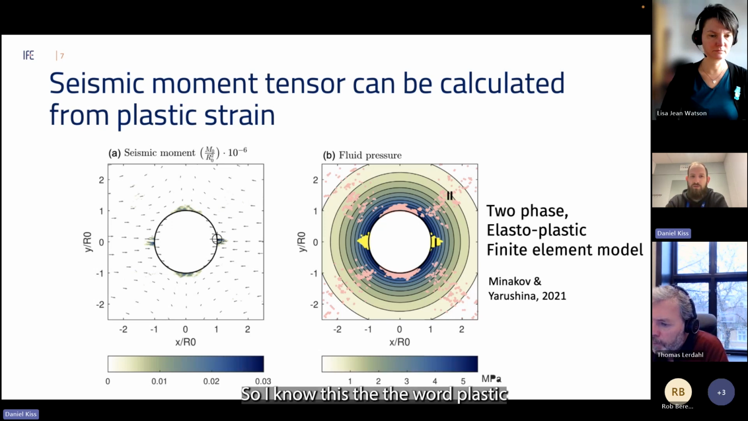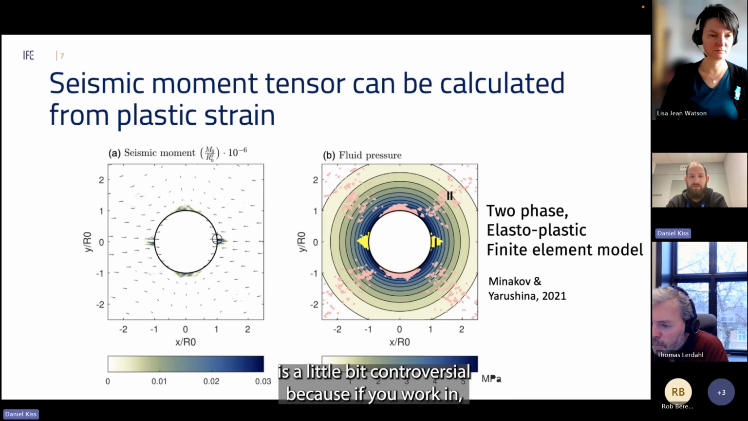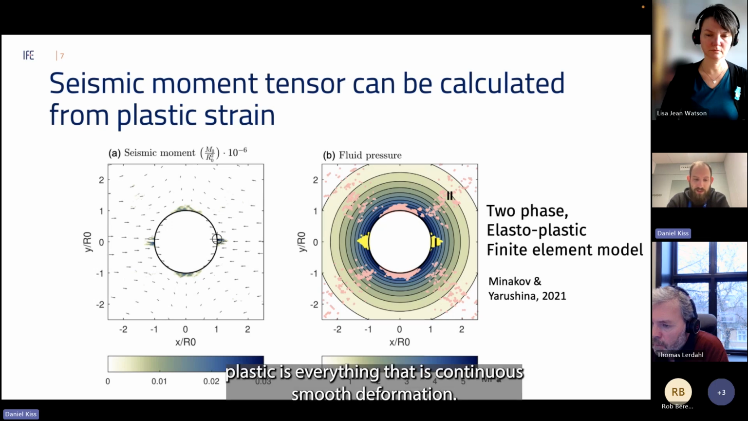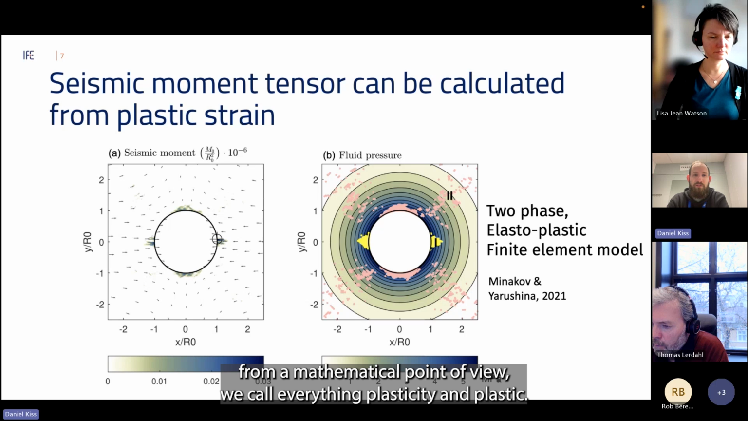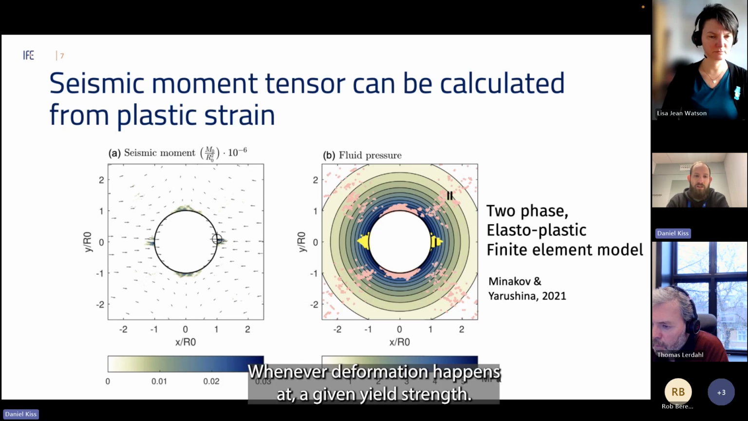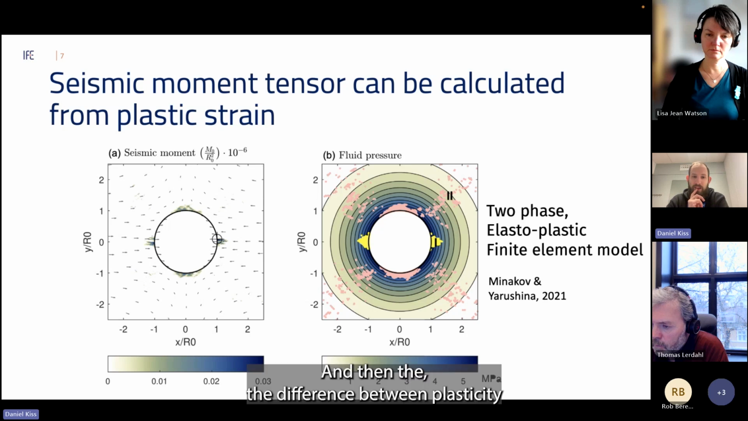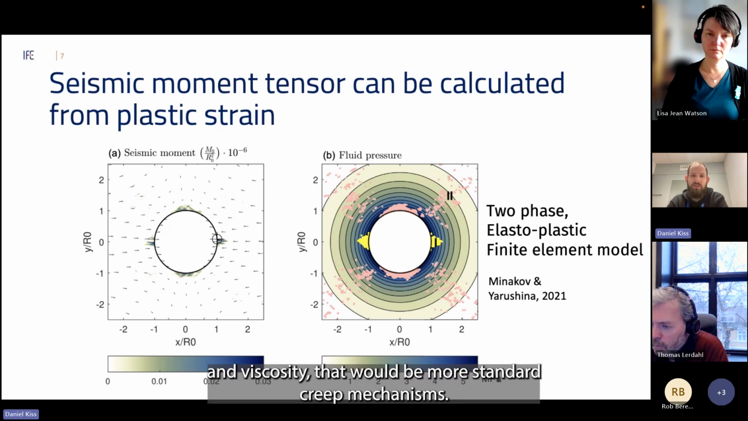deformation. I know the word plastic is a little bit controversial, because if you work in rock mechanics, then often plastic is everything that is continuous smooth deformation. From our mathematical point of view, we call everything plastic whenever deformation happens at a given yield strength. And then we have the difference between plasticity and viscosity. That would be more standard creep mechanisms.